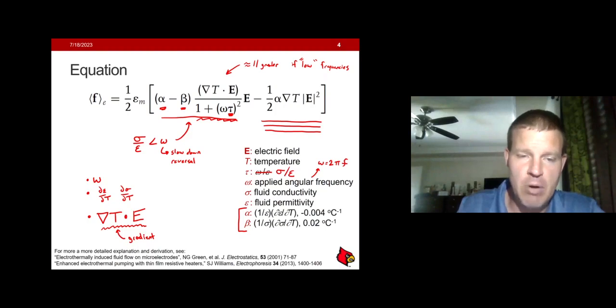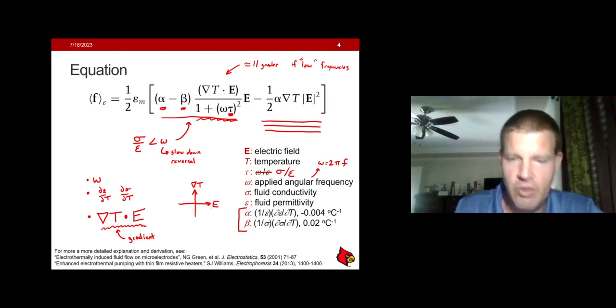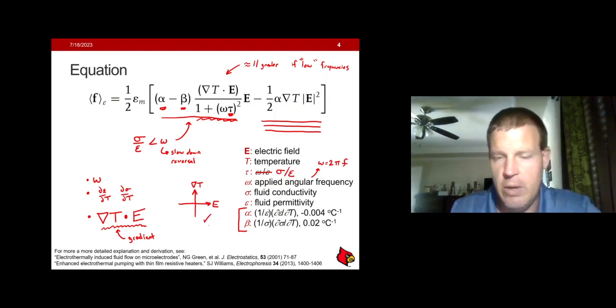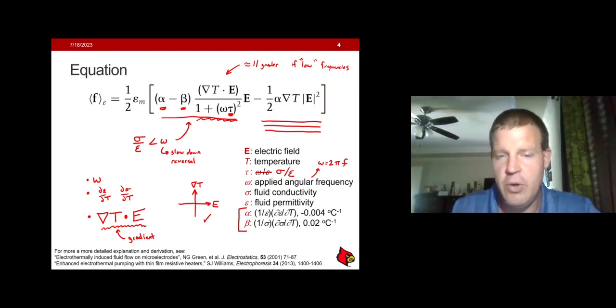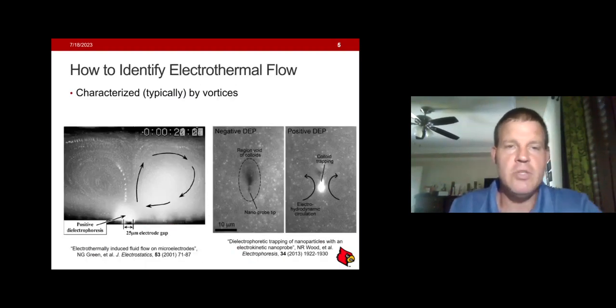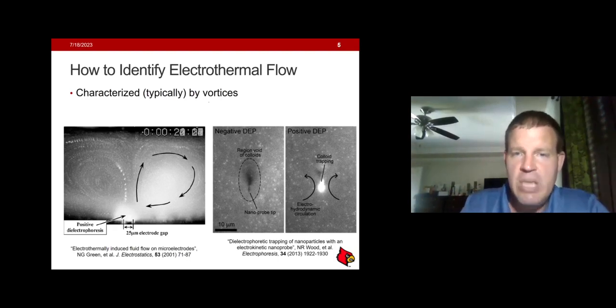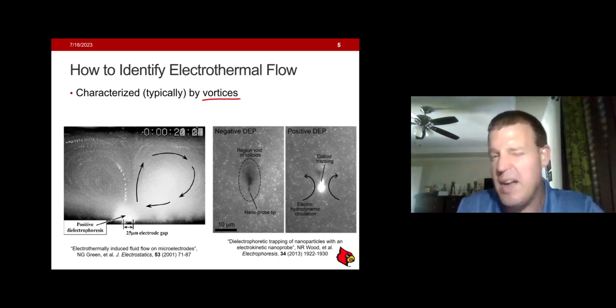But it's also a dot product. So the temperature field, or gradient I should say, goes in one direction, and if the electric field is orthogonal to it, then you're going to have strong electrothermal flow. And this is an important aspect, so I'll go over later how you can utilize this to potentially reduce electrothermal flow in your systems. So how to identify electrothermal flow? Typically, they are vortices. You'll see swirling motion. Now, you can almost say this is the same for all other electrohydrodynamic flow.